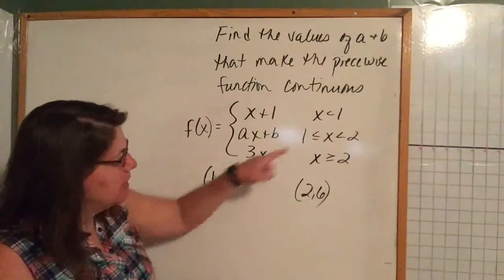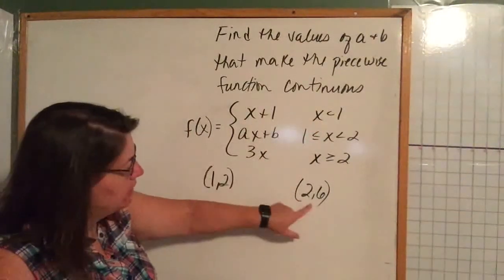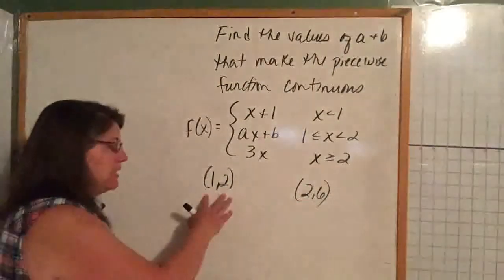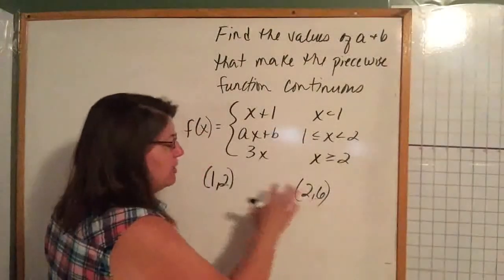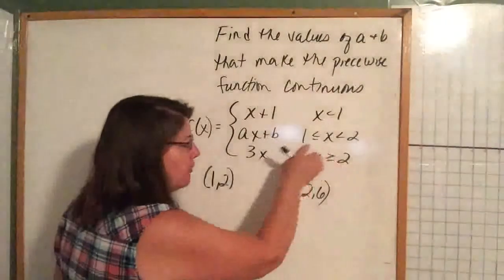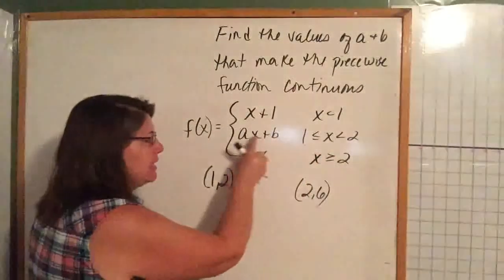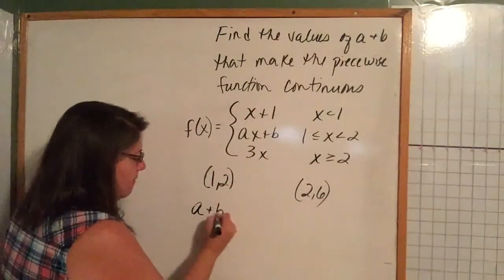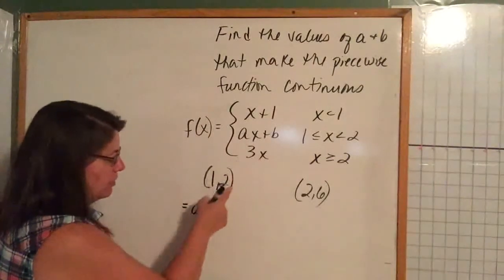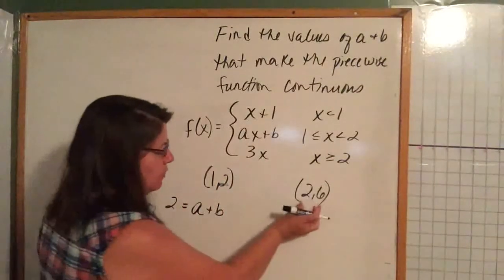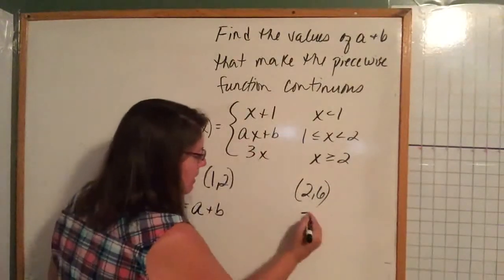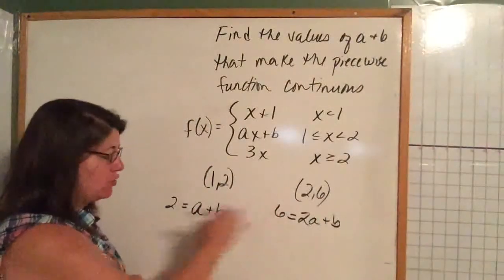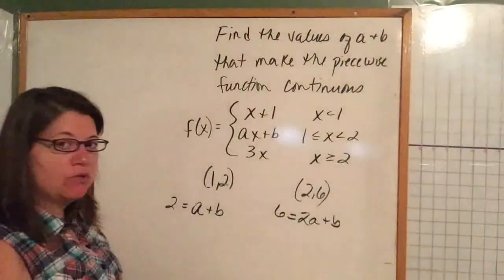So this is the end point for the first function, and this is the starting point for the last function. I need this end point and this starting point to be the same ordered pairs I end up with in the middle function. Okay, so if I plug 1 into the middle function, 1 times a is a plus b equals y, which was 2 in that case. And for this one, if I plug 2 in for x, 2a plus b equals the y value 6. So now I have the two equations with the two unknowns. I can use my Algebra 2 skills to solve this system of equations.